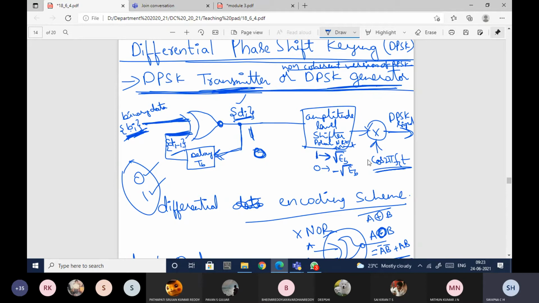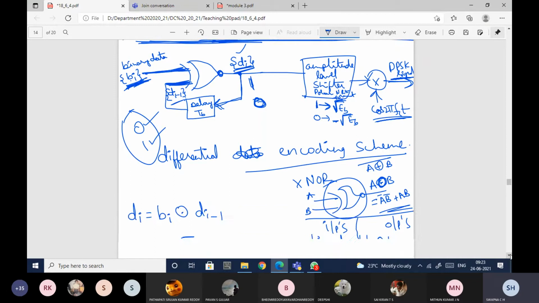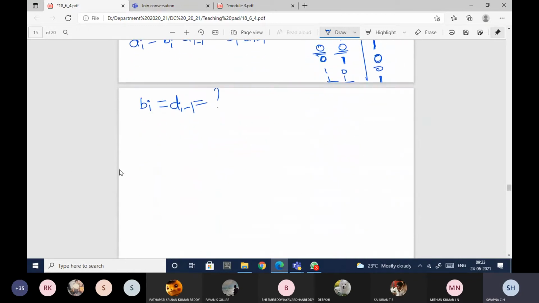So I will represent this in the form of a tabular column, so that for the DPSK signal, if you observe again, I have only a 180 degree phase shift. But this phase shift corresponds to differential data, not the direct binary data. That is the difference. So let me take the tabular column. Let me take bi as 1 0 0 1, randomly 0 0 1 1, something like that. Now I need to compare this with di minus 1.